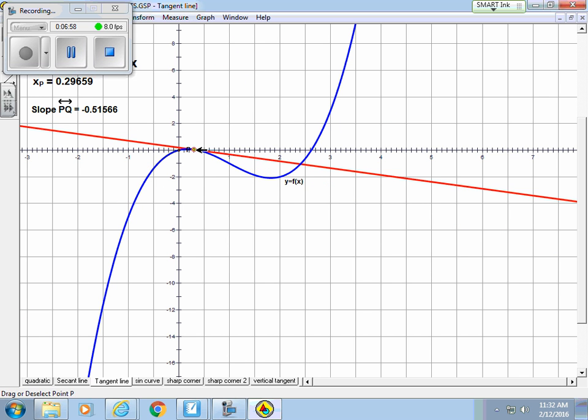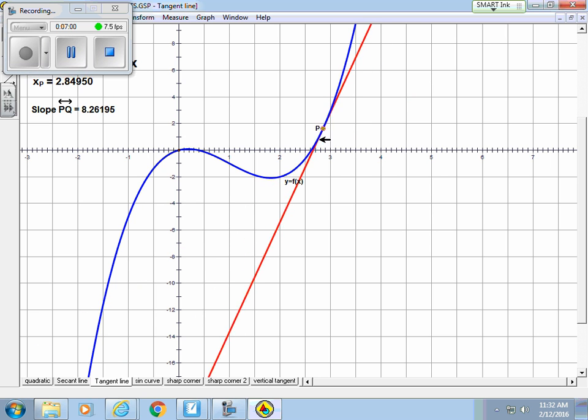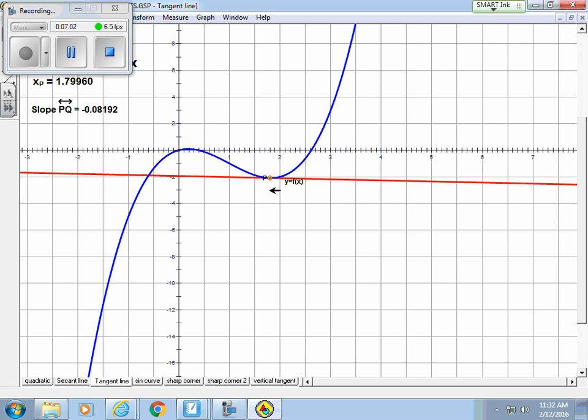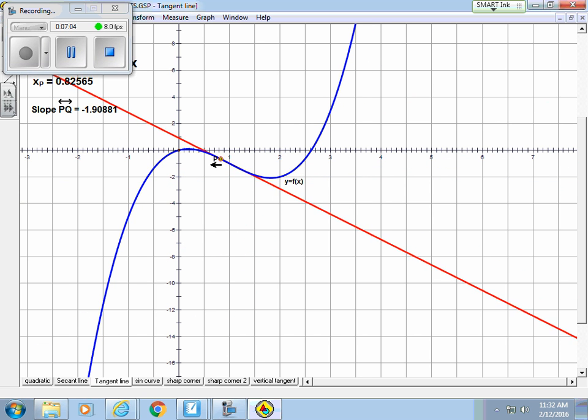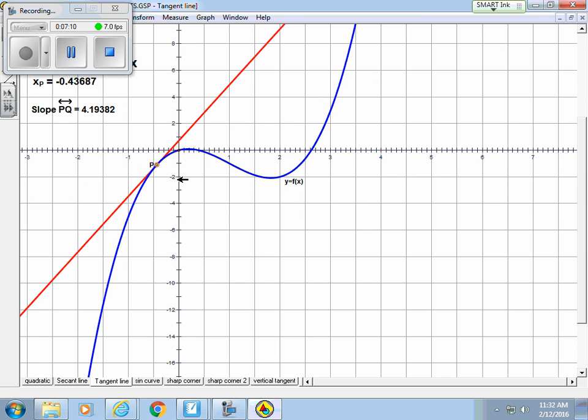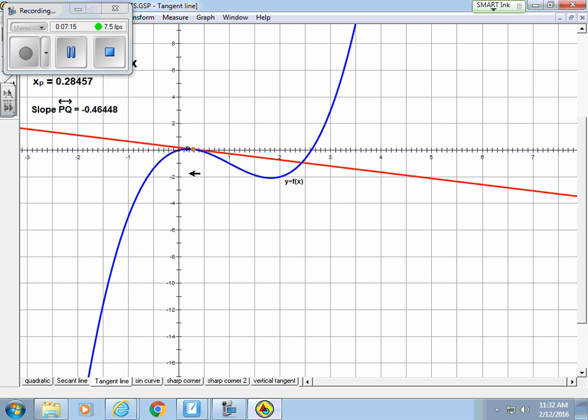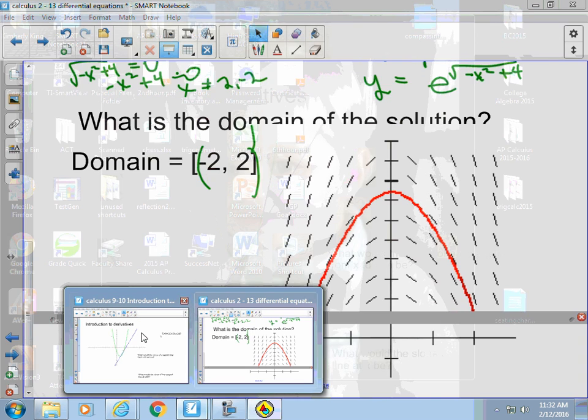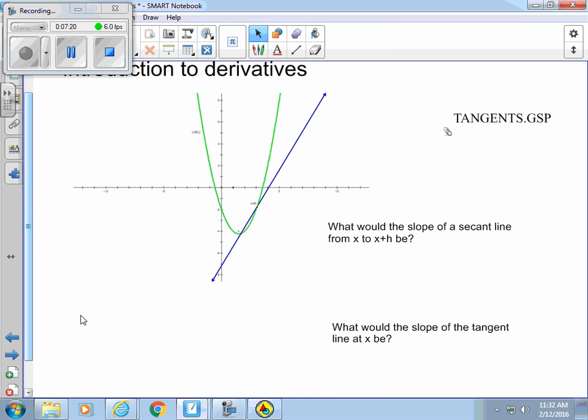The slope of that tangent line gives me the slope at any point along the curve, which is nice to know. So it doesn't give me an average rate of change. It gives me an instantaneous rate of change. That is a derivative.